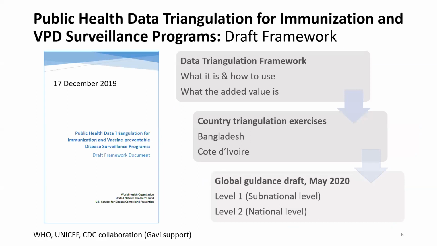I won't spend too much time on this, only to say that during the process of developing guidance, we created an interim product, a draft framework, if you will. You can see here on the left, the cover page of that document, and we have a link to that at the end of the presentation. But this was developed between WHO, UNICEF, and CDC with Gavi support, and really just outlined what data triangulation is, how to use it, and what the added value is for immunization programs.